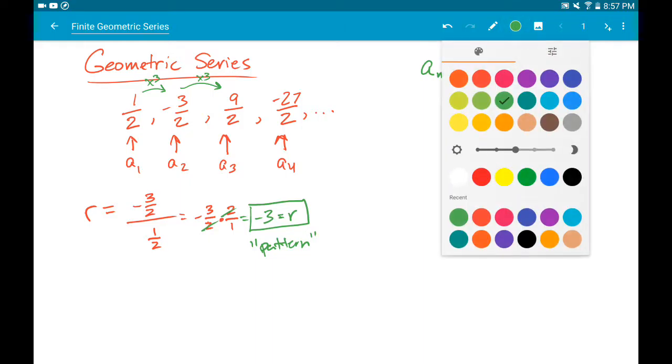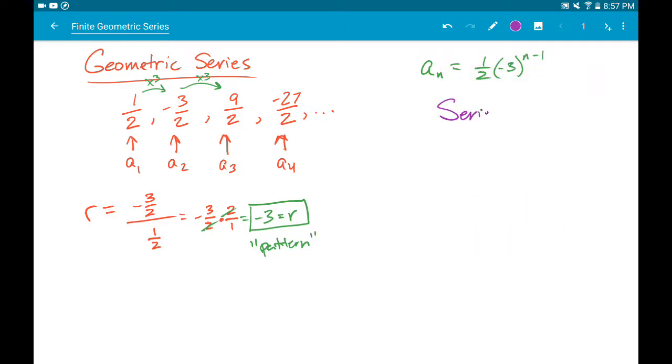And that would be a formula to find any term you wanted. But we are now talking about what's called a series. And a series is when you start adding up these different terms. We use a big S to represent the sum. And if you see something like S2, what that means is I want the sum of the first two terms. In this case, the sum of the first two terms would be 1/2 plus -3/2. And if you add that up, you get -2/2, or -1.